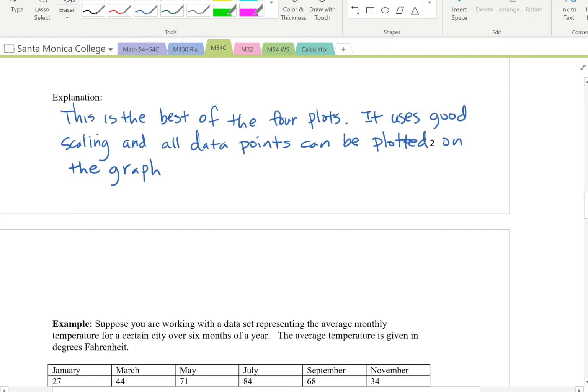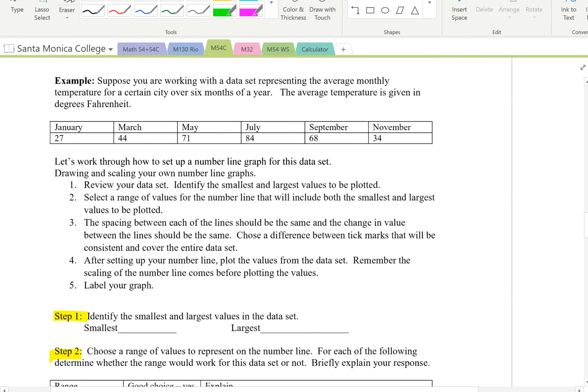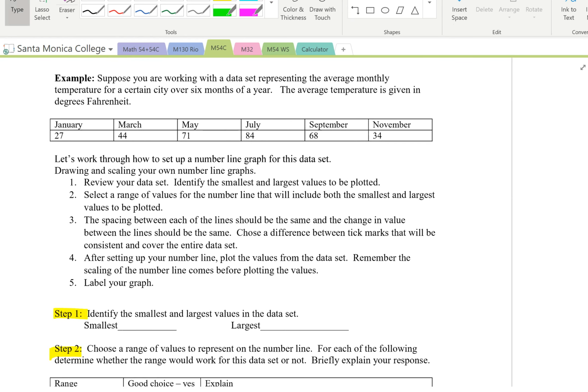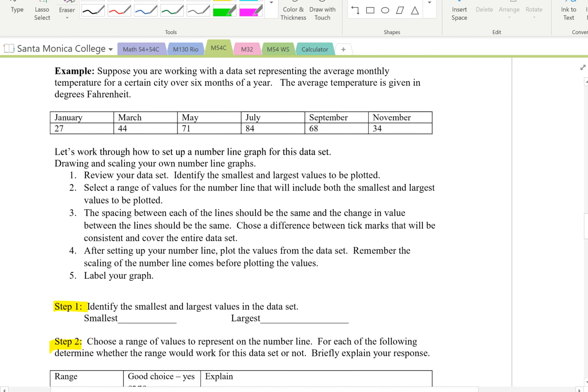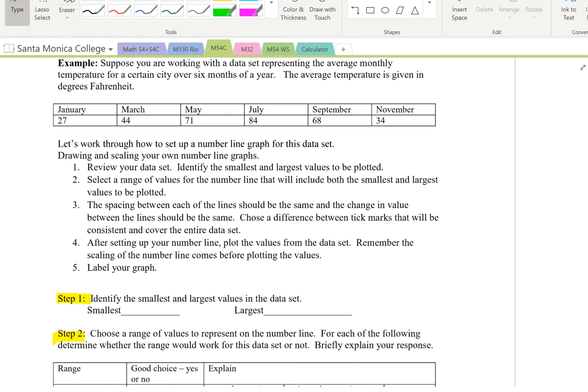Right, now let's look at another example. Suppose you are working with a data set representing the average monthly temperature for a certain city over 6 months of a year. The average temperature is given in degrees Fahrenheit. Okay, so we're going to learn how to draw a number line to represent this data set. So let's work through how to set up a number line for the data set.